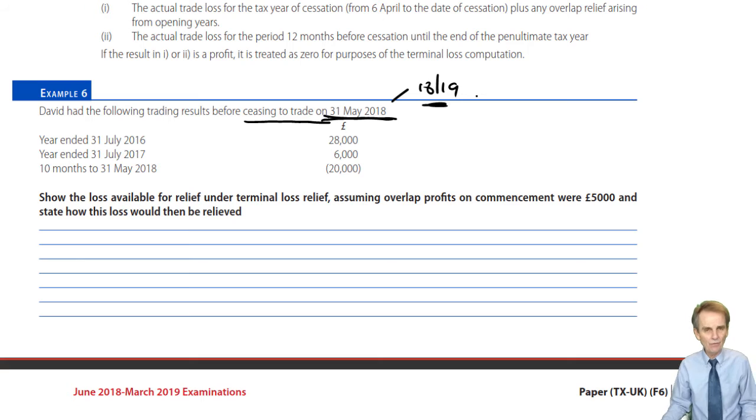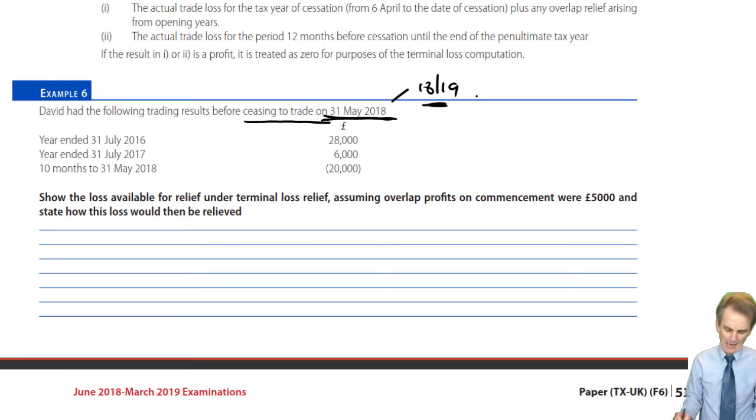So there is your final tax year, 18-19. Step 1. Step 2. Go back to the penultimate year. So if 18-19 is the final tax year, what's the one before that? The penultimate tax year. That must be 17-18. And assess using CYB.